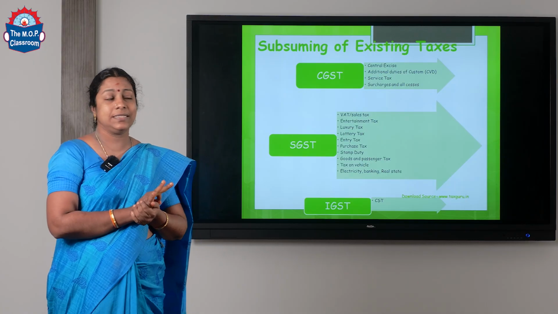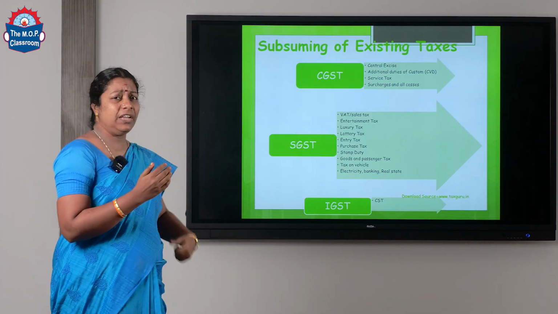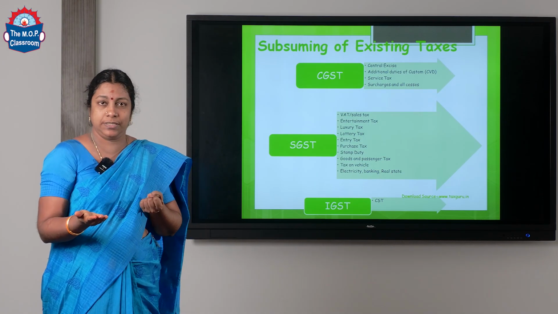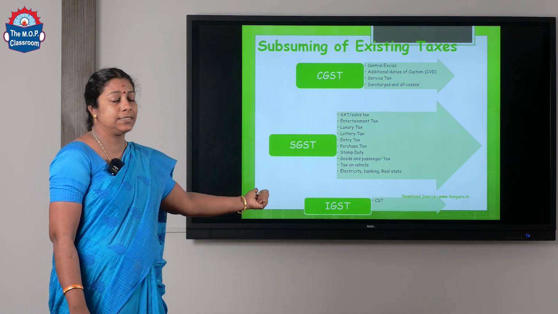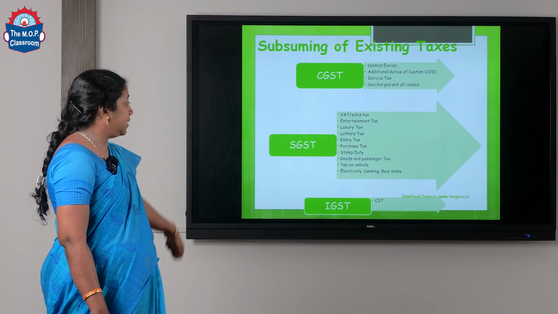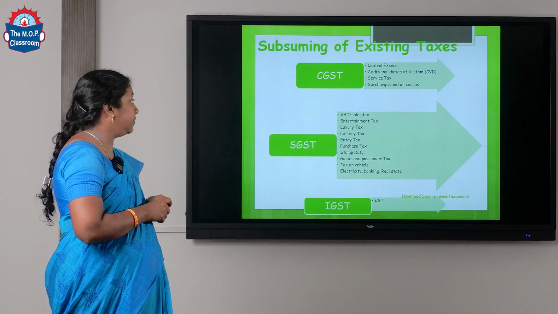The first one is, GST can be levied with three categories. One is called IGST. IGST means whenever we make any transaction which crosses the state borders, the transaction or the supply will be coming under the category called IGST. Okay. Next one is CGST. CGST is Central Goods and Service Tax.